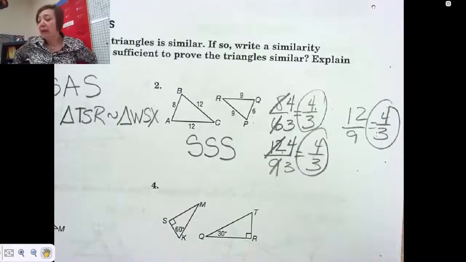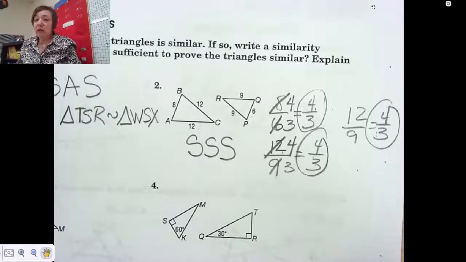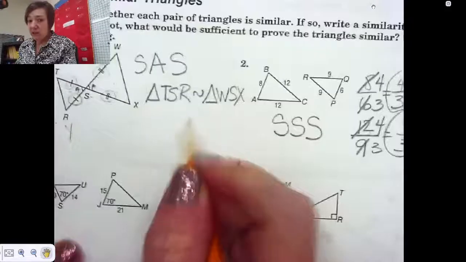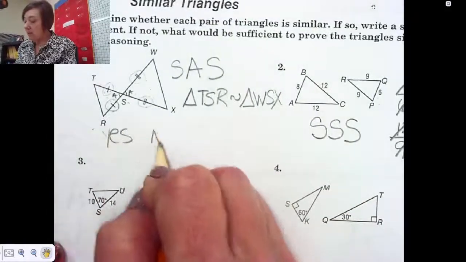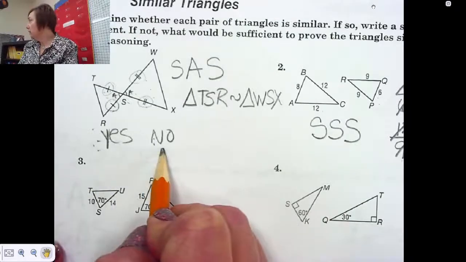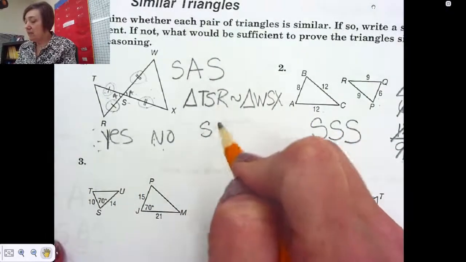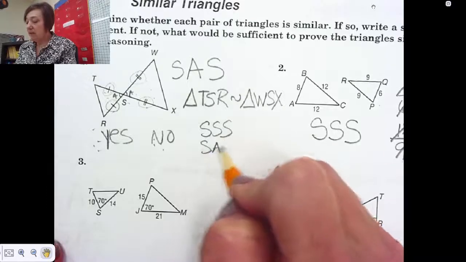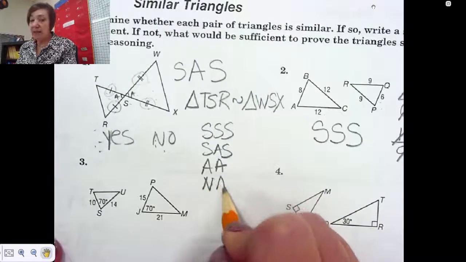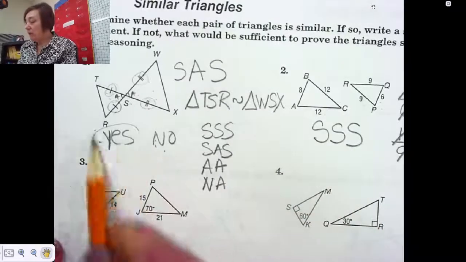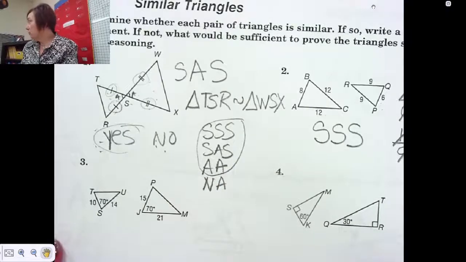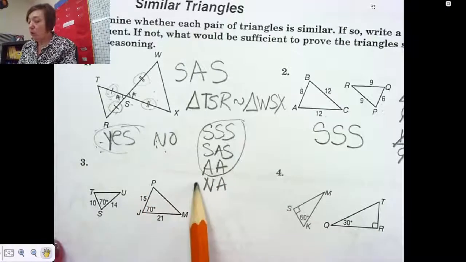Now, when you do the practice side on the interactive worksheet, it's going to say yes, and it's going to say no, right? You're going to select yes, they're similar, or no, they're not. And then there's going to be a box that has side, side, side, side, angle, side, and then angle, angle. And then it's going to have NA. If you say yes, you have to pick one of these 3. Which one did you use? If you say no, you're going to say NA.